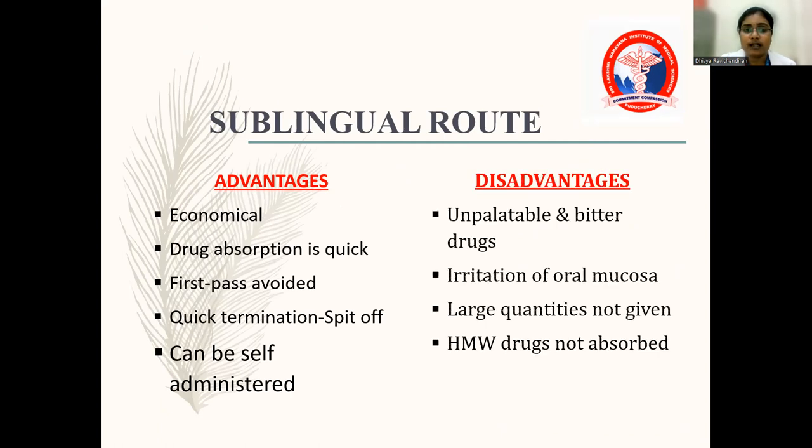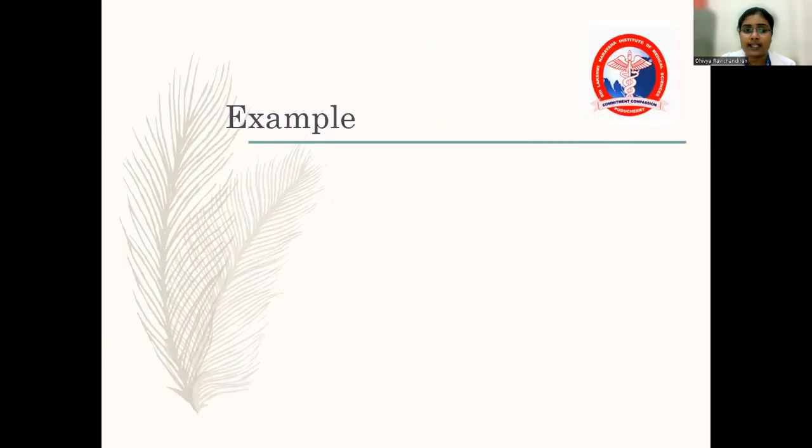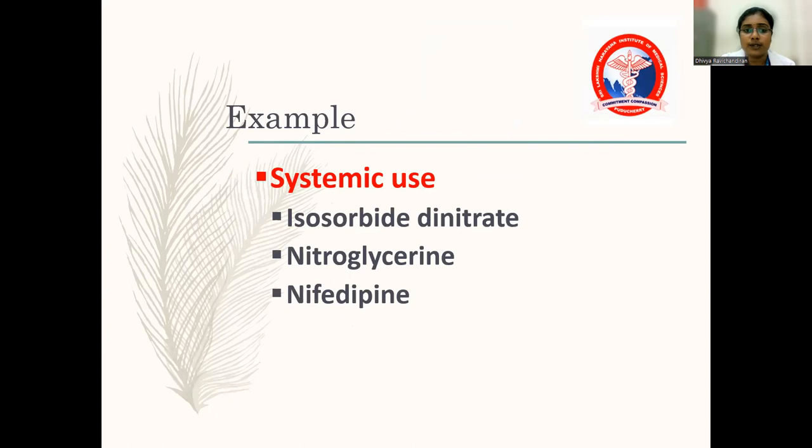The disadvantages are unpalatable and bitter drugs can't be given because the patient may feel nausea, vomiting, and sometimes the drug can cause irritation of oral mucosa if they are given continuously, and large quantities of drug cannot be given. High molecular weight drugs cannot be absorbed through this route. Examples for sublingual are systemic use, like isosorbide dinitrate, nitroglycerin, nifedipine, some of the drugs which are given for systemic use. Local is antiseptic lozenge.